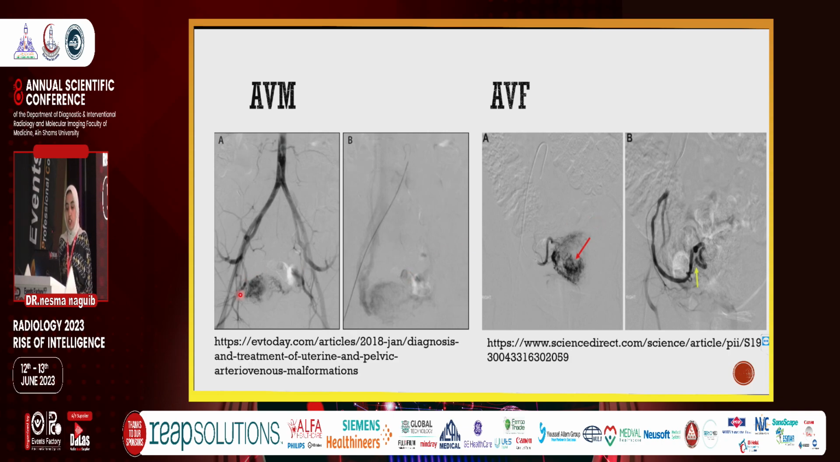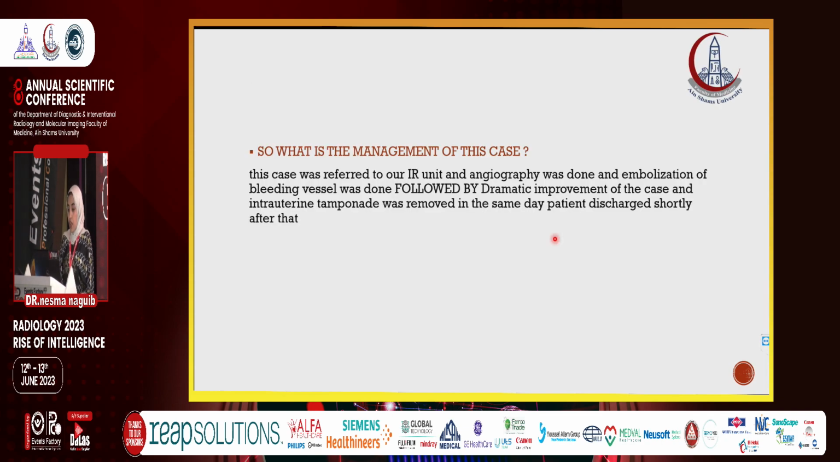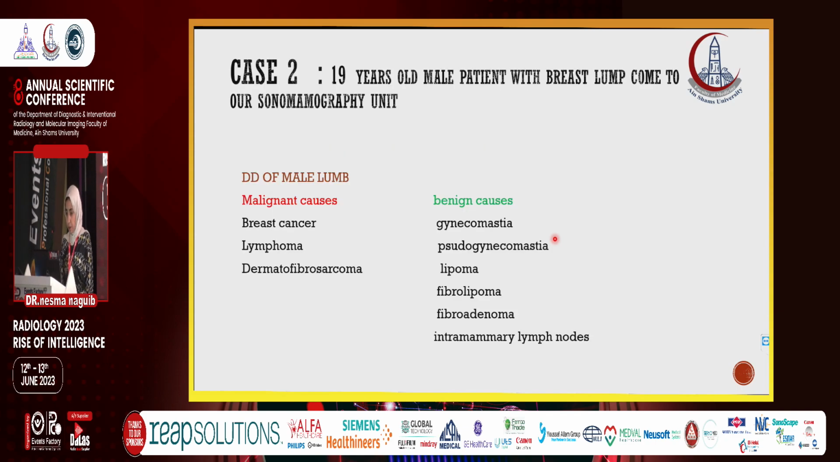In arteriovenous malformation, there is a nidus between the arterial side and the venous side. In arteriovenous fistula, there is no nidus. This case was referred to the interventional radiology unit, and embolization of the bleeding vessel was done, followed by dramatic improvement of the case, and the patient was discharged shortly after this. This is my first case.